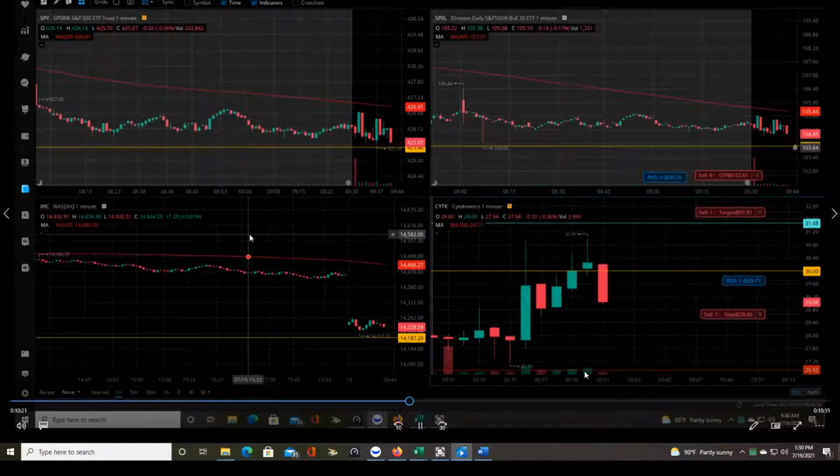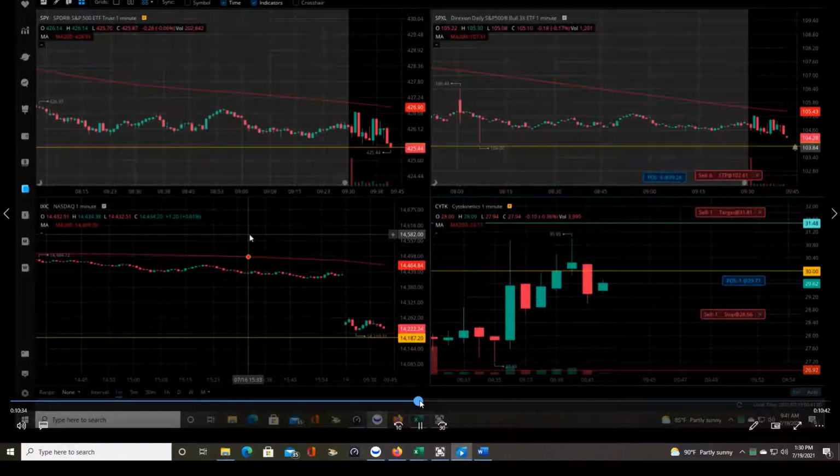And now you can see that it's going against me, even though it was looking good for a little while there. But I don't worry about it. I just stick to the plan. If it hits my stop, it hits my stop, and then I look for the next entry. So let's get this thing fast forwarding.